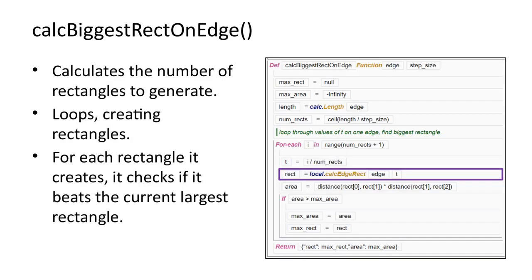In the body of the function, the number of rectangles is first calculated, based on the step size. The function then loops, creating rectangles one by one. Each time it creates a rectangle, it calculates the area. If the area is bigger than the best so far, then it will be saved as the current best.